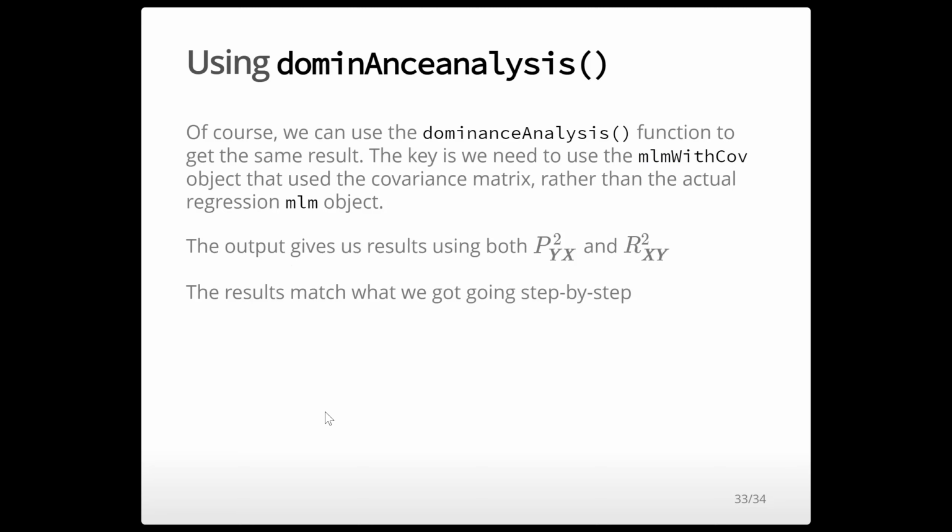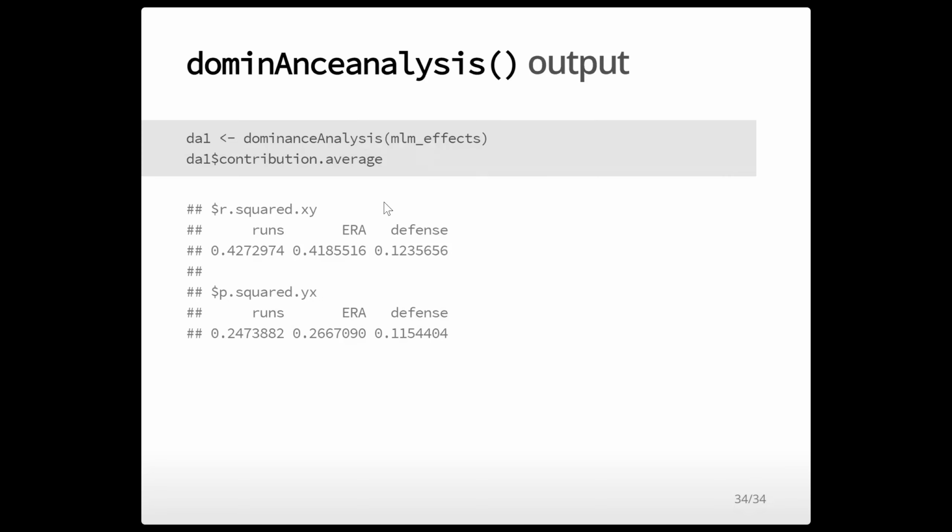But the output is going to do the same thing, and it's going to give us results for both p squared and r squared. And so here we see the only result we got by hand was this ERA for p squared, but here are the contributions for each variable for each effect size. And so that's how we do dominance analysis for a multivariate regression.